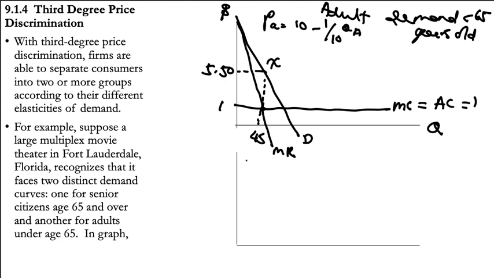And we look at the second type of demand. We have dollar here, we have quantity here. This demand is for the senior citizens, which is aged 65 years old and above.